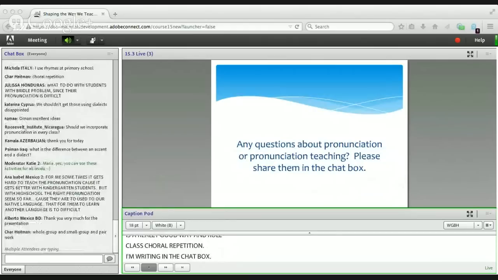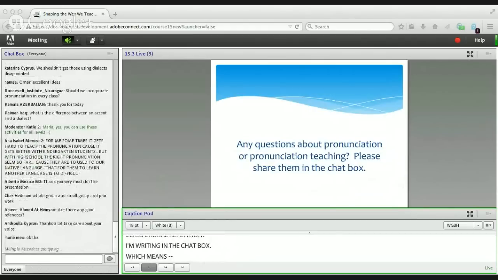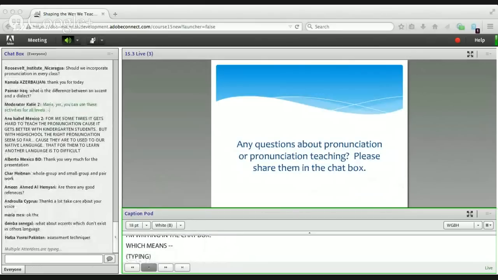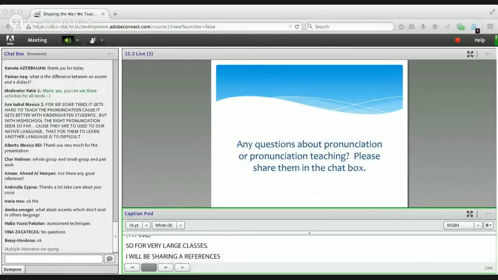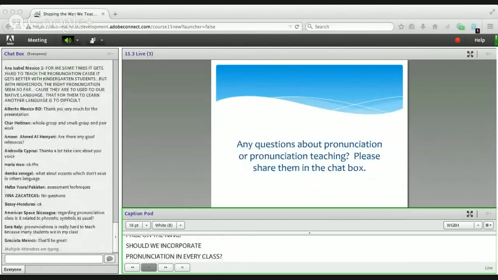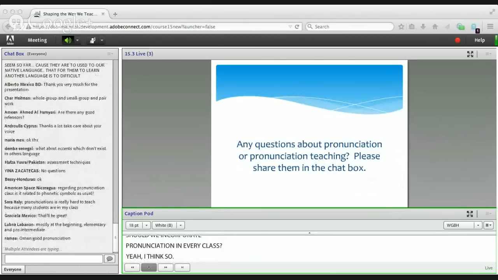So for large, very large classes. And I will be sharing a references page on the Ning. Okay. And should we incorporate pronunciation in every class? Yeah, I think so. Okay. I was putting choral repetition in there because that's maybe a little hard to pick up.